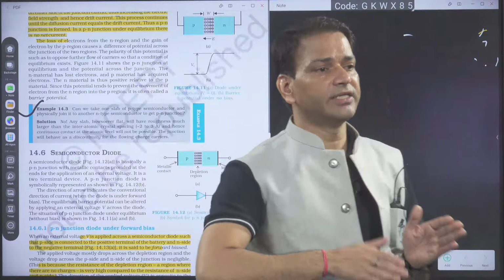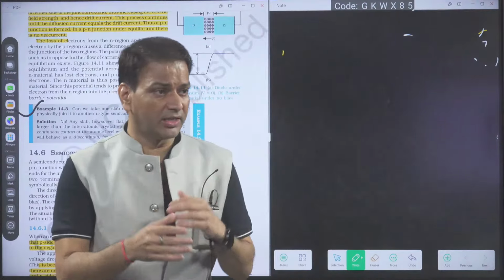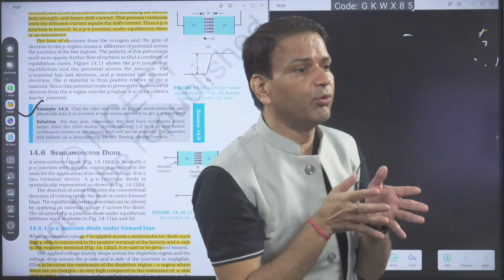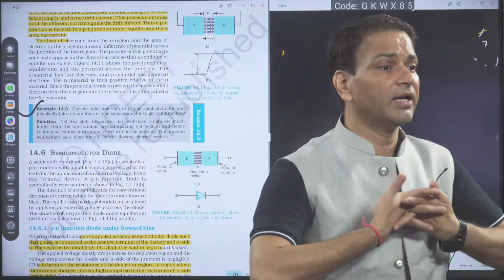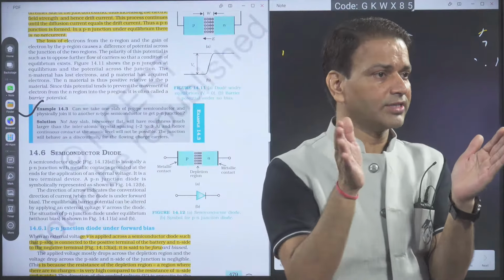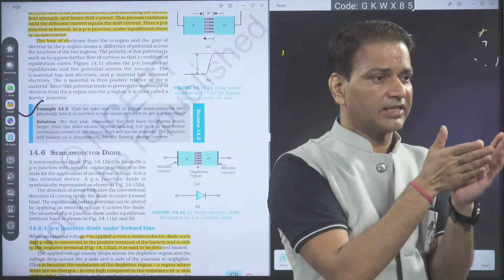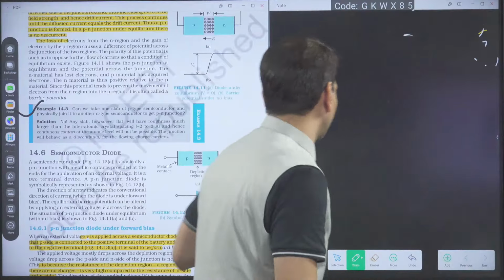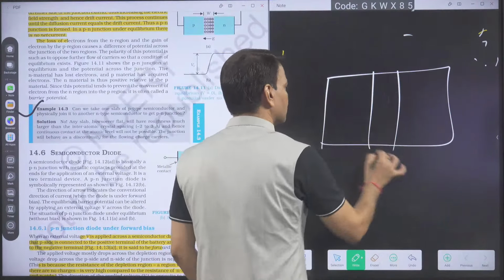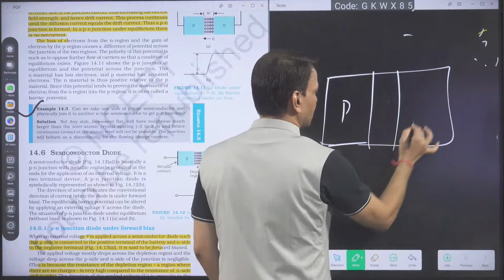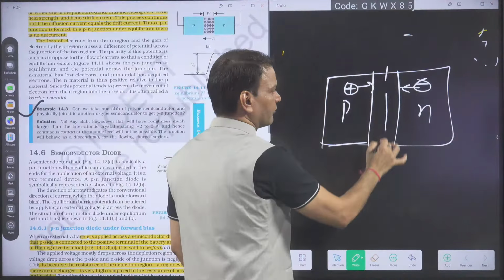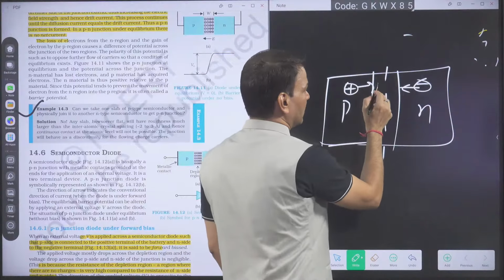So near the junction, recombination happens: electrons fill the holes. Near the junction, we will get one layer of immobile ions. Why? Because N side electrons are moving to the P side, and holes are moving from the P side to the N side. Suppose holes are moving this side, electrons are moving this side. Near the junction, what will happen? Electrons fill the holes.